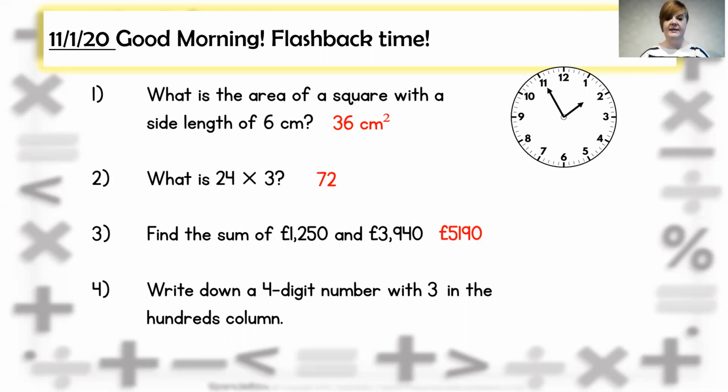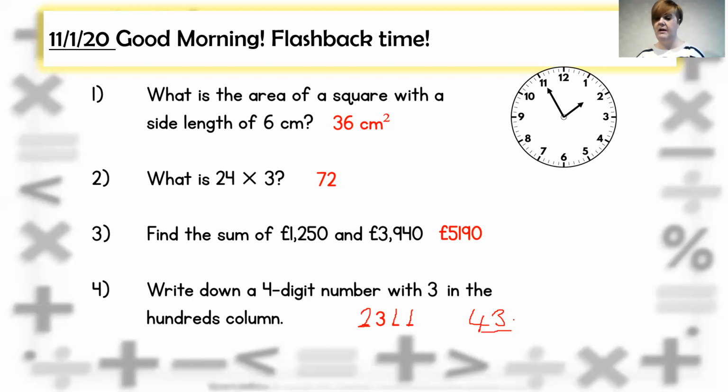And last of all, write down a 4-digit number with 3 in the hundreds column. Well, you could have any answer really there, as long as, first of all, it's got 4 digits. So we've got ones, tens, hundreds and thousands. And in that hundreds column, we can see the number 3, just like that. So for example, you could have, let me see if I can get my pen on here to give you an example. Let's try, we could have 2,311.